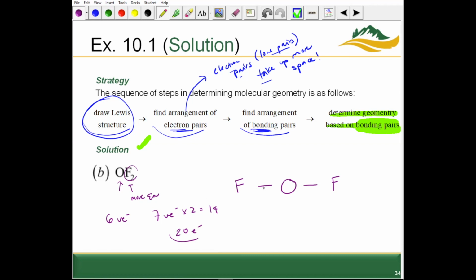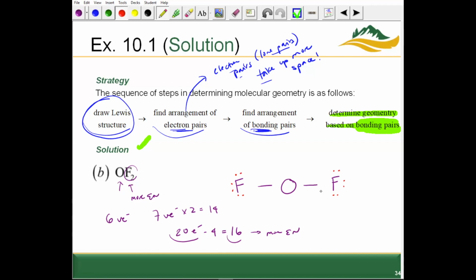So now I've used up 1, 2, 3, 4. Each bond contains 2 electrons, so now we have 16 remaining. These 16 remaining electrons should go around the more electronegative atoms, in this case, definitely fluorine. Oxygen is very electronegative as well, but fluorine is the most electronegative. So 1, 2, 3, 4, 5, 6. 1, 2, 3, 4, 5, 6.